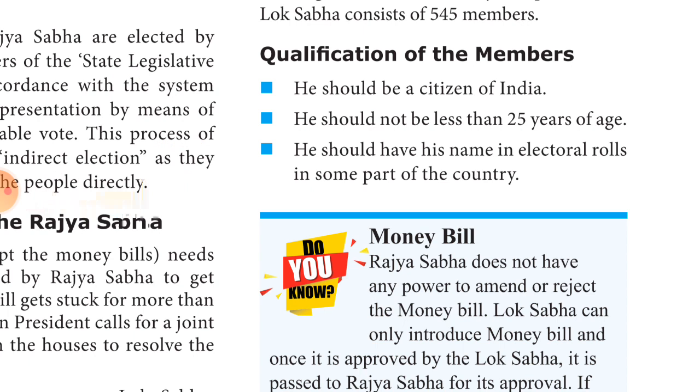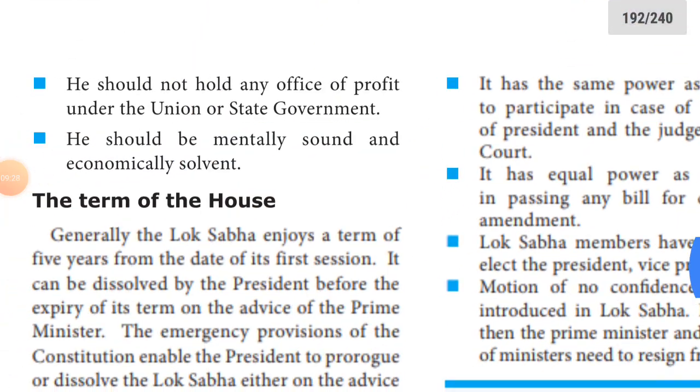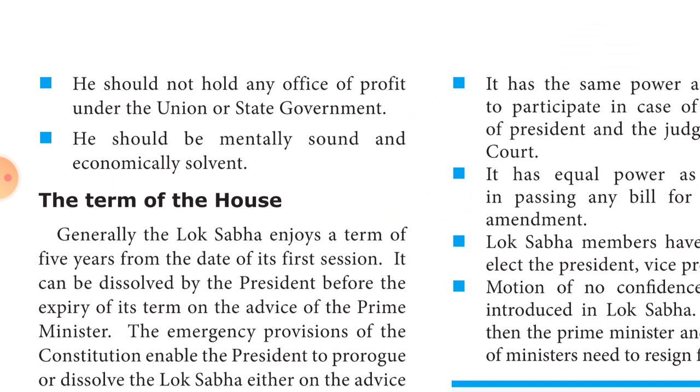He should have his name in the electoral roll in some part of the country. If you want to contest the Lok Sabha or general election, your name should be in the electoral roll in any place, that means any part of the country. That is very, very important. Next one, you should not hold any office of profit under the union or state government. If you are a government employee in the local, central or state government, you have to resign and contest the election. That is the meaning.